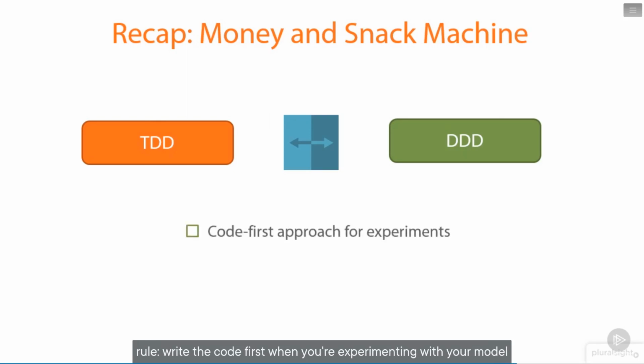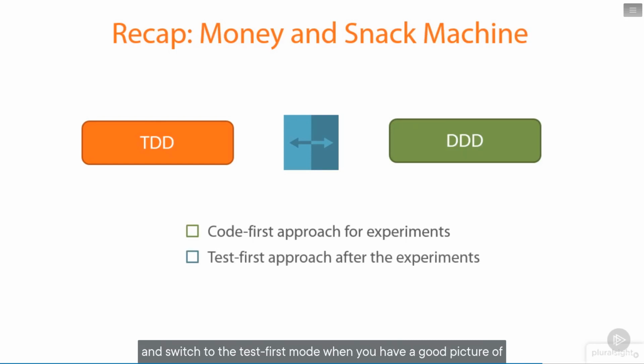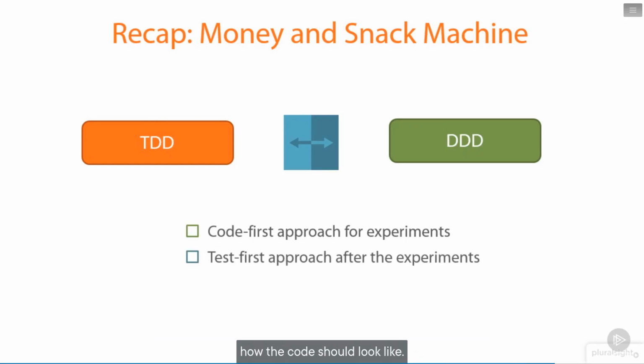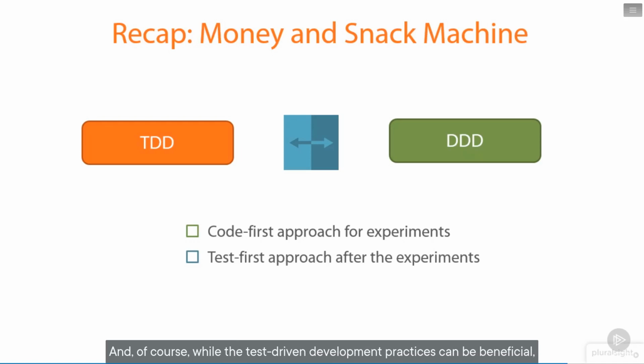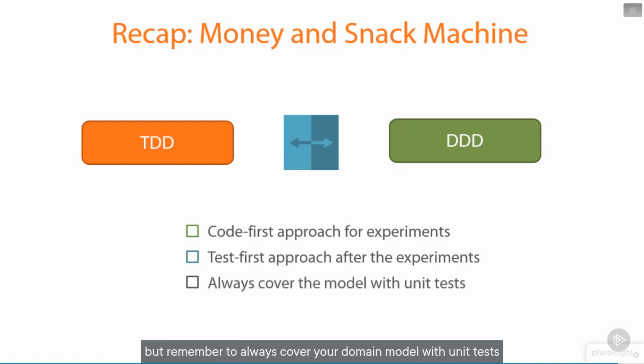Write the code first when you are experimenting with your model and switch to the test-first mode when you have a good picture of how the code should look. And of course, while the test-driven development practices can be beneficial, you don't have to follow them in order to do domain-driven design. But remember to always cover your domain model with unit tests, regardless of when you prefer to write them.